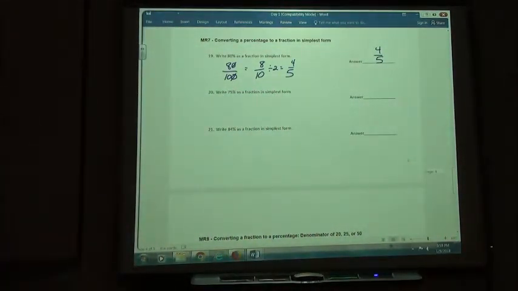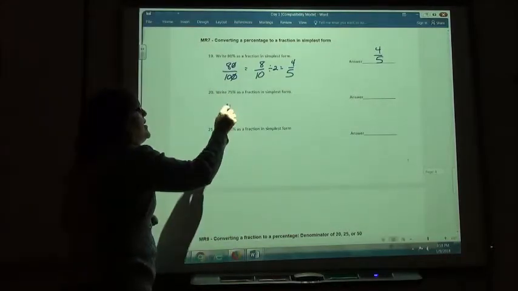If you happen to be using your calculator and you wanted to double check and make sure you did it right, just for those who aren't really used to using the fraction button on the calculator, if you hit 80 fraction 100 and hit equals, the calculator will simplify it for you. So if you put in 80 fraction 100, it should give you 4/5.